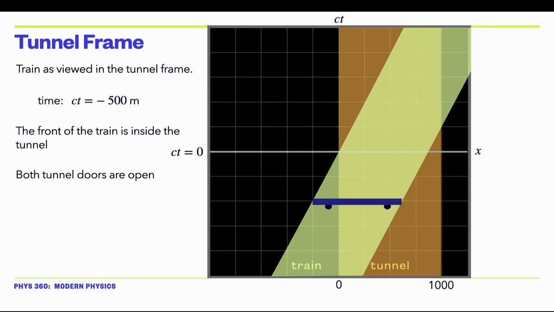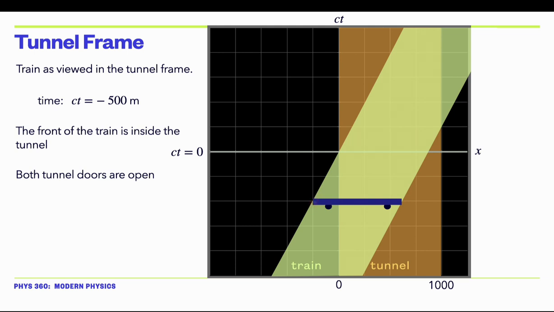So we can sketch in our little train as seen in the tunnel's perspective. Here's our train. Again, the left side is over on the left edge of the shaded green region. The right side is over on the right. We've drawn the train at a time ct of negative 500 meters. Remember, on space-time diagrams, when you multiply time by the speed of light, the units are meters. So it's basically how far light would go in that amount of time.